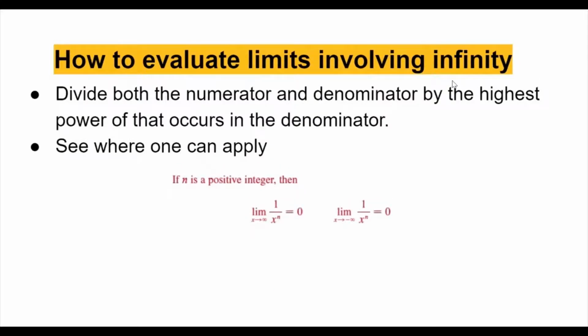How to evaluate limits involving infinity? To evaluate limits involving infinity, start by dividing the numerator and the denominator by the highest power that occurs in the denominator. And whenever possible, apply the given formula mentioned before. For example, in this question, the highest power of the variable in the denominator is x squared. So we'll divide the entire function, each term in the function, by x squared.